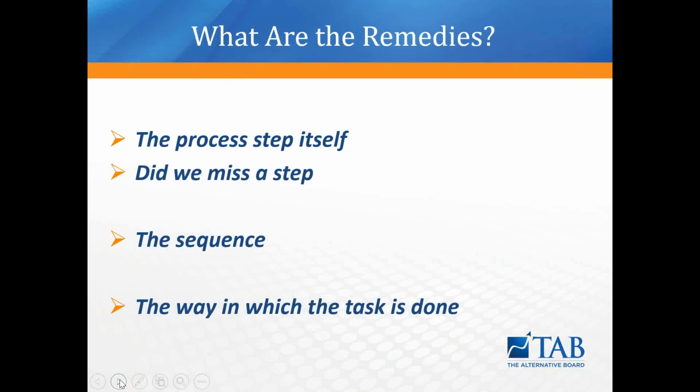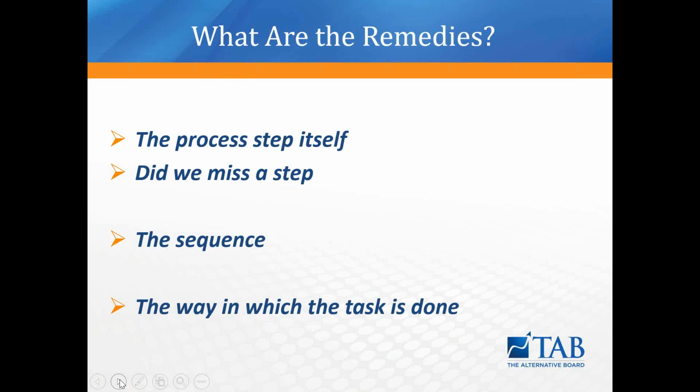So then we want to think about the remedies. We think about the process itself, the process step. Is it a needed step? Does it add value to the prospect? Does it aid you in moving towards the objective? Did we miss a step? Would it help if maybe we added a step to establish agreements rather than merely having an expectation based on assumptions? Is the sequence right?